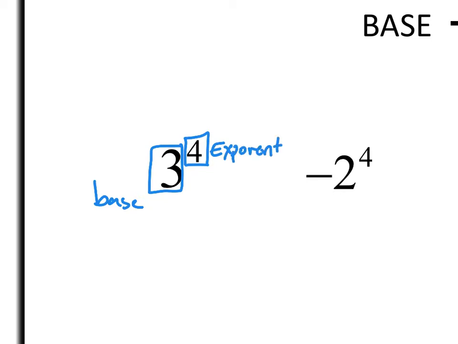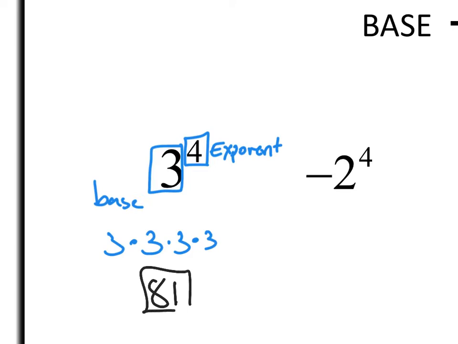So when you multiply 3 times 3 times 3 times 3, notice it is 4 times. You multiply 3 times 3, which is 9, times 3, 27, times 3 is 81. So the exponent tells you to multiply the base by itself that many times. Do not multiply the two numbers. 3 times 4 is 12, but you are not multiplying those two numbers. You're multiplying the base by itself.